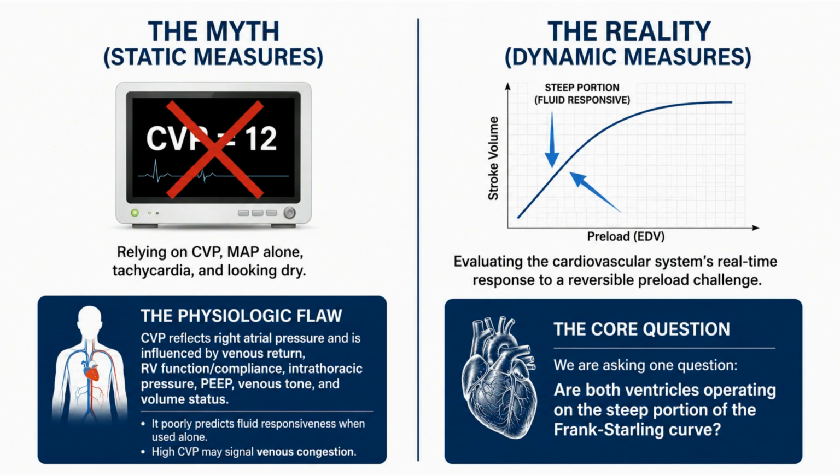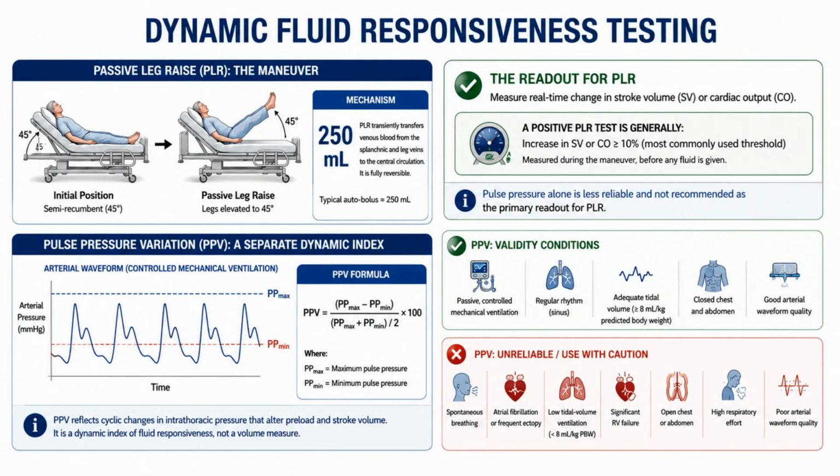We ask whether the cardiovascular system is operating on the steep portion of the Frank-Starling curve. If a reversible preload increase raises stroke volume, fluid may help. If not, more fluid mainly increases venous pressure and edema. That is where dynamic testing enters. A passive leg raise is a reversible autobolus. Moving from semi-recumbent to legs elevated transfers roughly 250 milliliters of venous blood toward the central circulation.